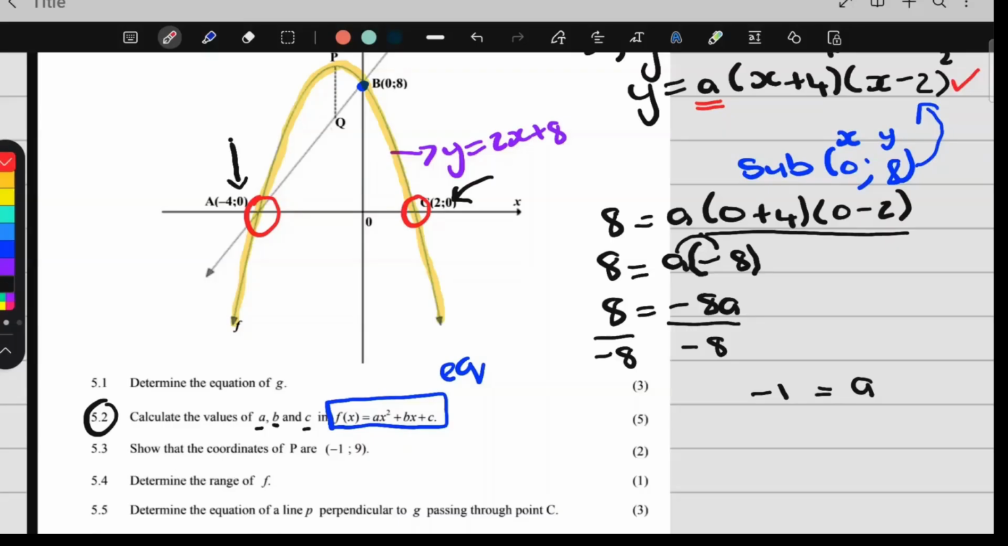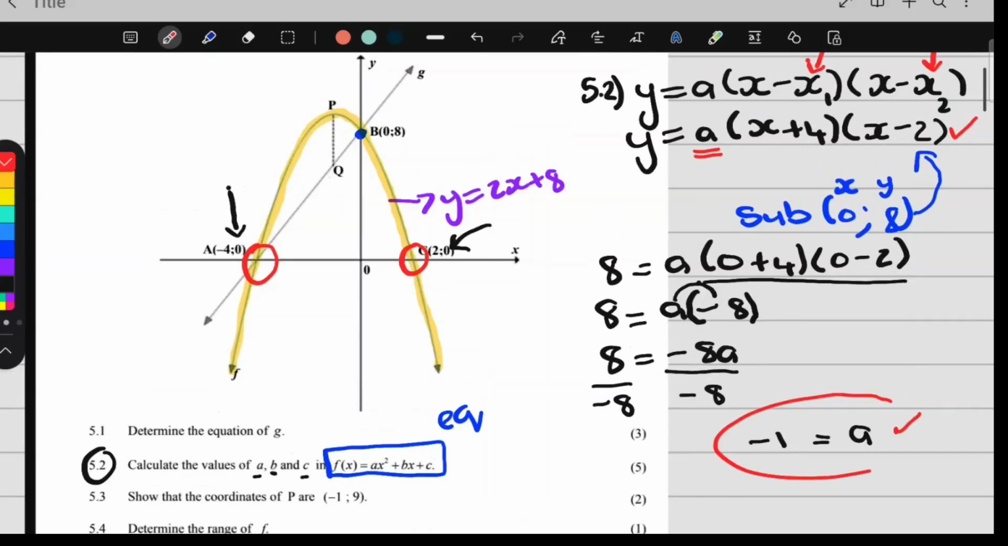Okay, so that's your next mark. So far you have 2 out of 5 for working out a. Then you're going to take this a and sub it back into that equation over there because now you have a. Let's do that.